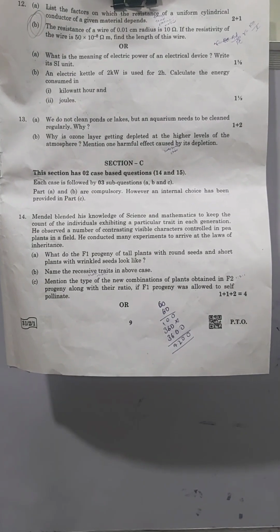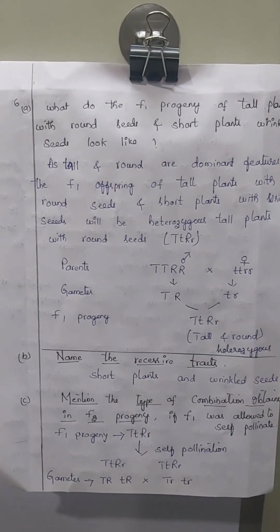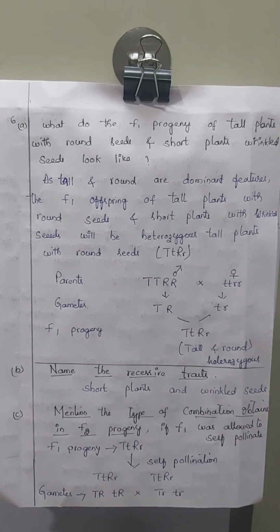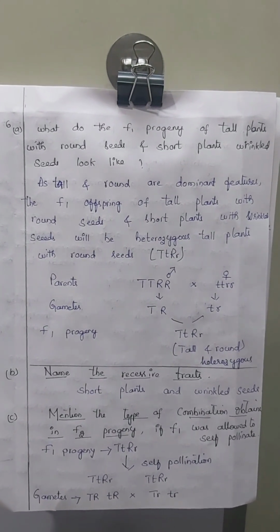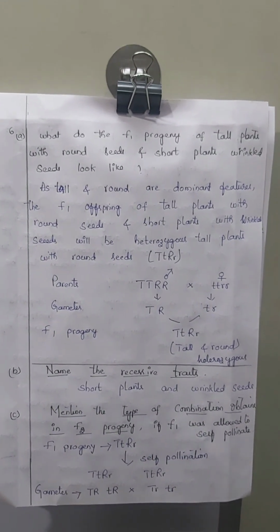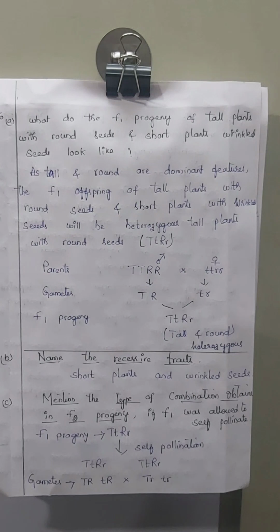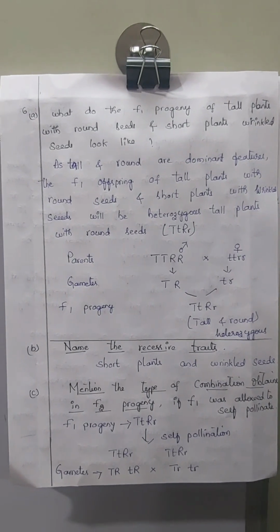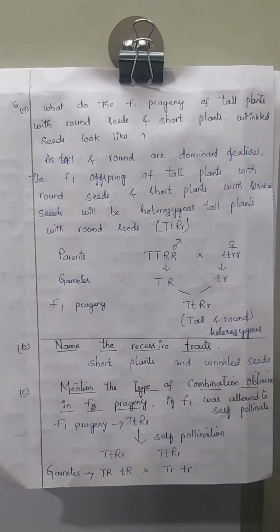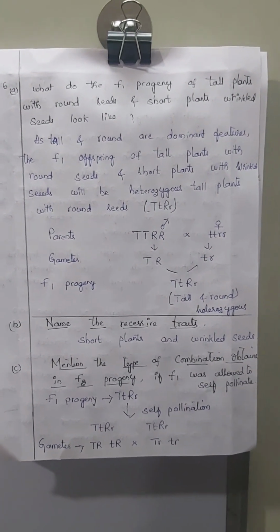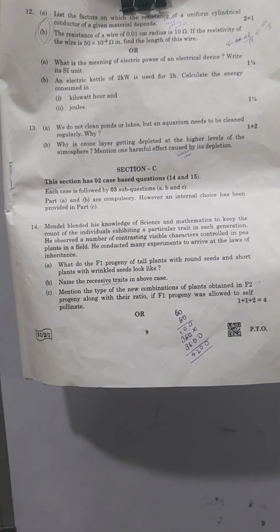What do the F1 progeny of tall plants with round seeds and short plants with wrinkled seeds look like? As tall and round are dominant features here, the F1 offspring will be heterozygous tall plants with round seeds. Here I made a cross. Parents are TTRR and ttrr, with capital T and capital R dominant, and small t, small r recessive. The gametes formed are TR and tr. So the F1 progeny we got is TtRr, that is tall and round heterozygous.